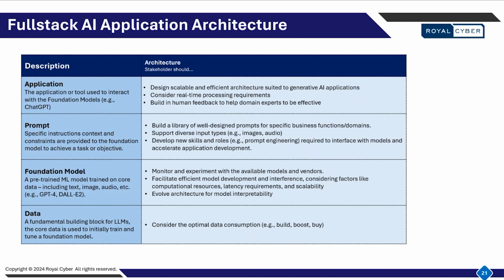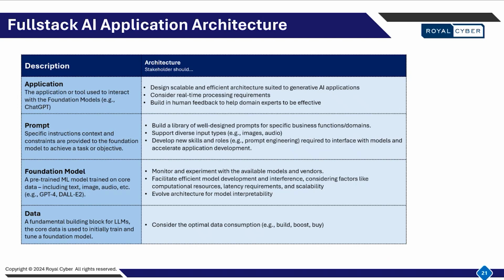When designing the application, it is crucial to focus on scalability and efficiency, especially given the demands of generative AI applications. Real-time processing capabilities are often required, particularly for applications that need instant feedback or interaction. Incorporating human feedback loops is also vital, as they allow domain experts to refine and guide the AI performance, ensuring that AI delivers meaningful and accurate results.